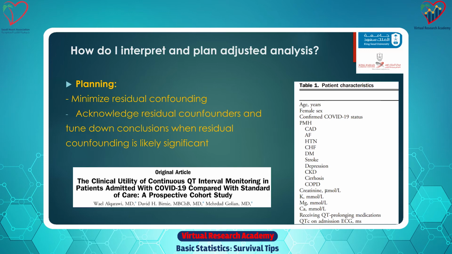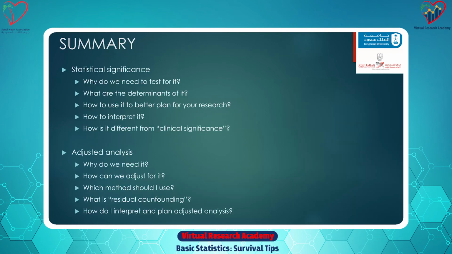But oftentimes we access established databases, or there are factors that we don't collect, we can't collect. So what do you do with that? And what you need to do is you just acknowledge residual confounding. You have to think about what factors I missed, how big is that? And then you tune down your conclusions when you think there's big residual confounding, and discuss it in limitations. Excellent. So that would be it.